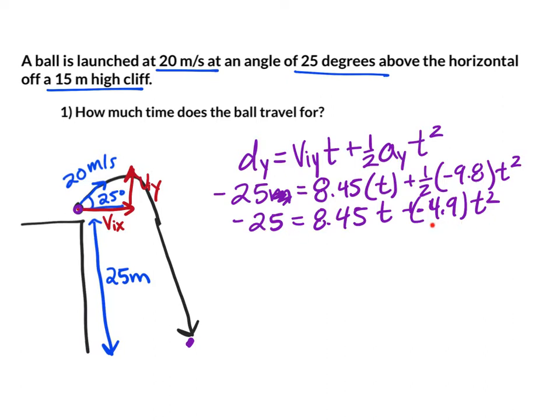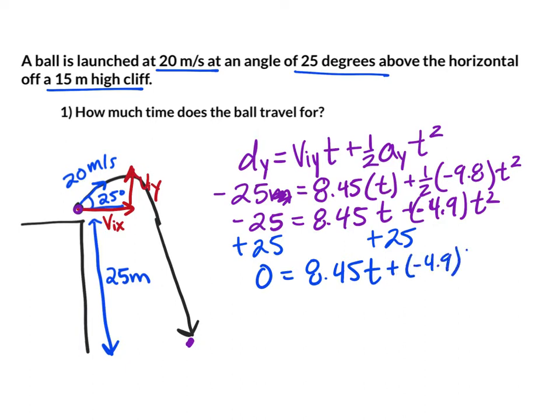But I know for those of you that are not so great at math and may have difficulties, go ahead and rearrange this to set it up where A, B, and C are in the proper order. So I'm going to go ahead and do that for you, and I'm going to switch colors now. So first step is we're going to move this 25 over to the other side by adding it to the other side. So we're going to get 0 on this side equals 8.45t. All right, then we're going to have plus negative 4.9 t squared plus now 25.